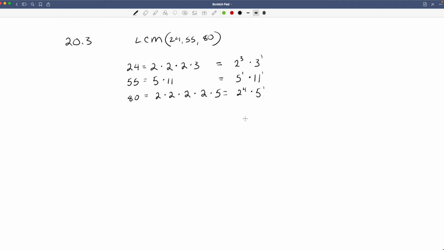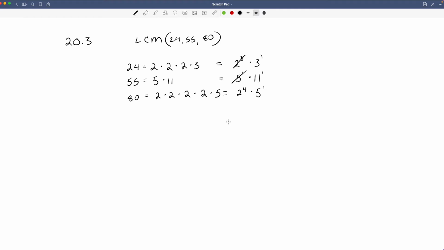All right, so I only see 2 bases that are the same. I see the 2's and I see the 5's. So the 2 to the 4 is a bigger base than 2 to the 3. I'm sorry, not a bigger base, but a bigger exponent. So I can cross out 2 to the 3. 3 to the 1, there's not another 3 base anywhere, so that one stays. 5 to the 1 is duplicated here, 5 to the 1, so I can get rid of one of those. And 11 to the 1 is used only one time by itself.